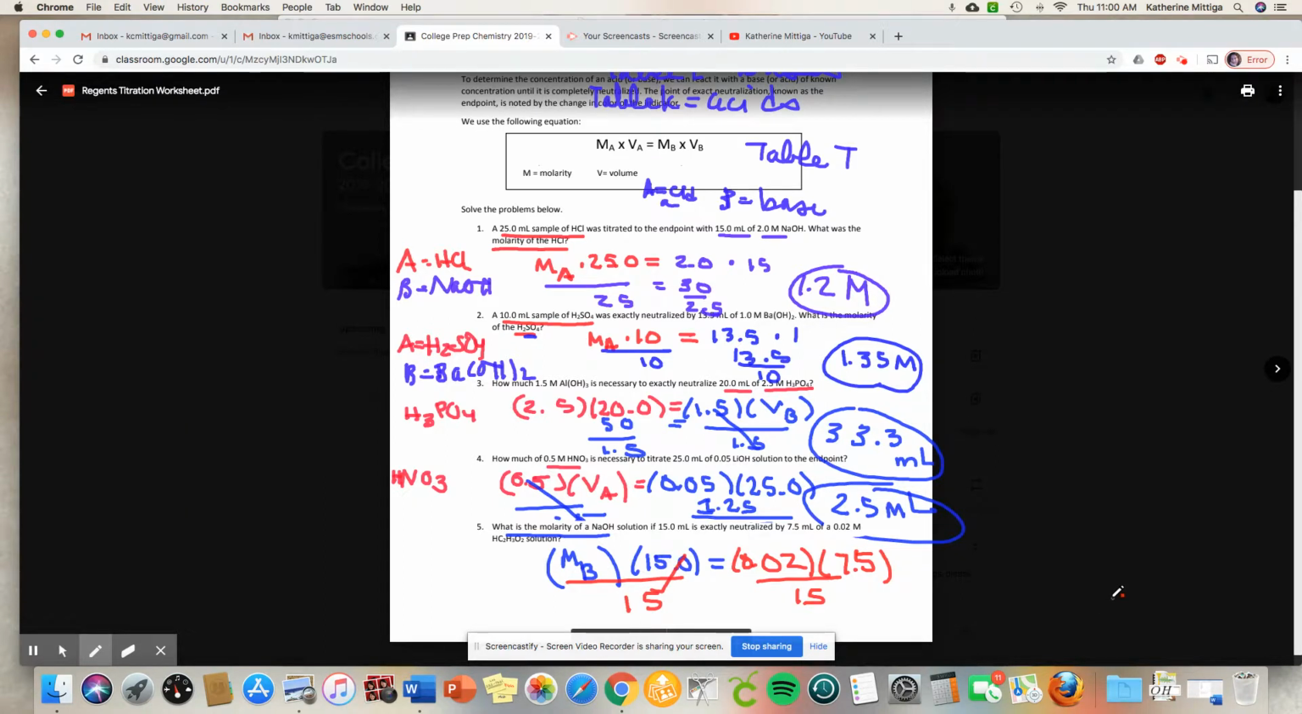So 0.02 times 7.5. I get an answer, which is 0.15. Divide it by 15, and I get 0.01. In the units, what is the molarity? Capital M for molarity. So I think the takeaway from this is you really just need to identify who's acid, who's base, and you can use the reference tables to help you.